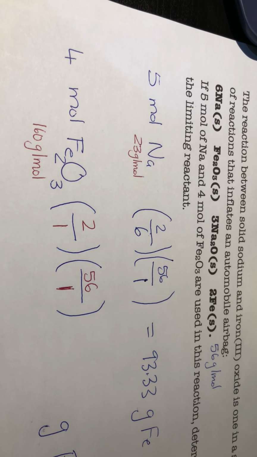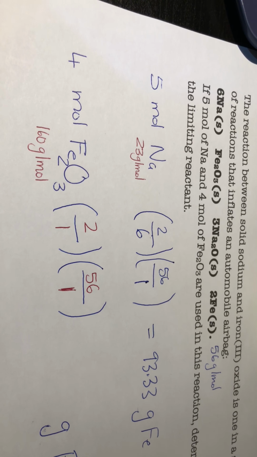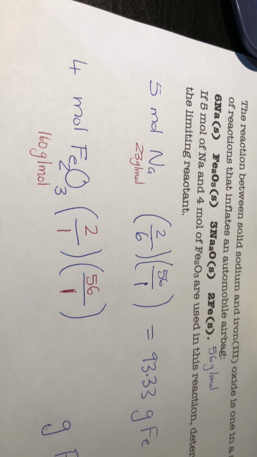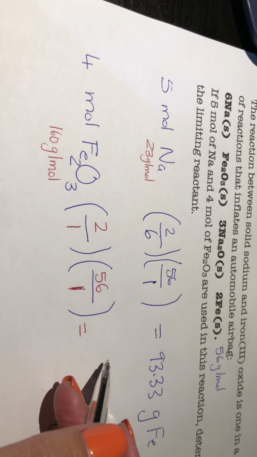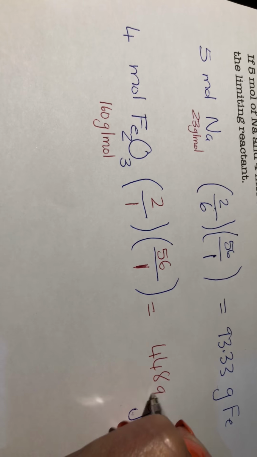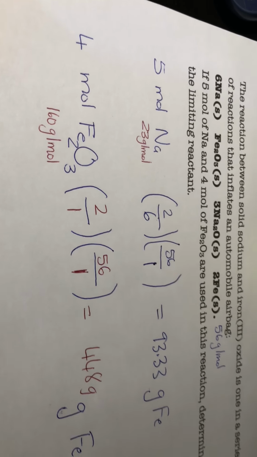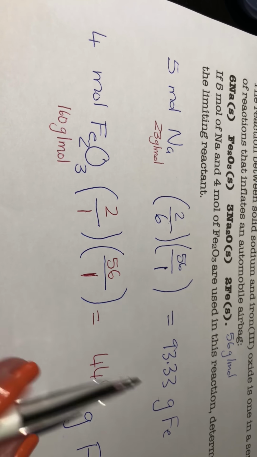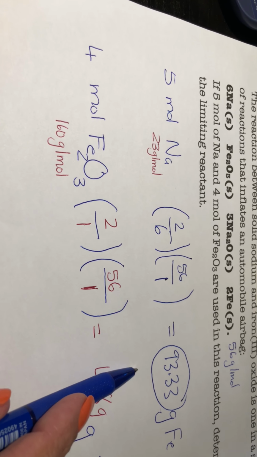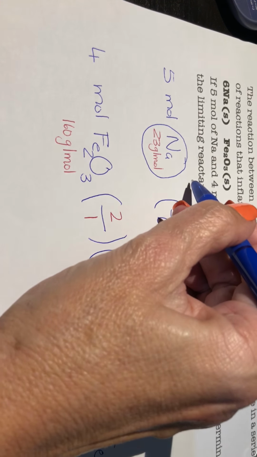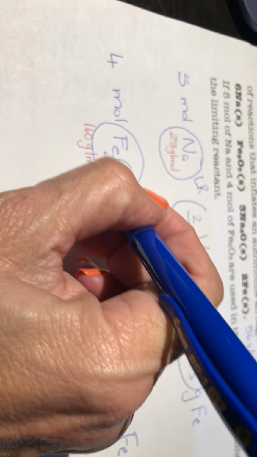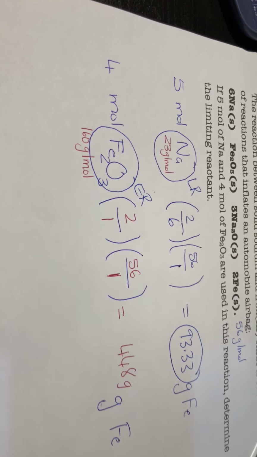So I put that into my calculator. And I get an answer of 448 grams. 448 grams of iron. Okay, so clearly from this, I can see that the least amount of iron that is produced is this one over here. That is the lowest amount, which means for this calculation, sodium will be my limiting reactant. That means that this one over here, iron oxide, is going to be my excess reactant.